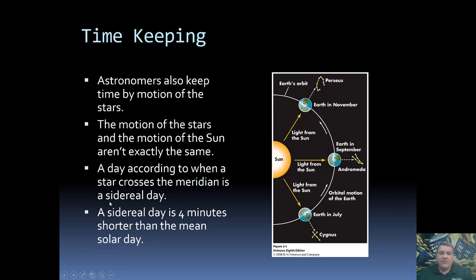Okay, so sidereal, we're going to see this term a couple of places. This means according to the stars. A sidereal day is a day according to the stars. So this is the amount of time it takes from when a star is on the meridian until that star cycles around and gets back on the meridian again. Okay, so this is a sidereal day. A sidereal day is actually 4 minutes shorter than the solar day, the mean solar day that we talked about previously. Okay, so a sidereal day is a little bit shorter.